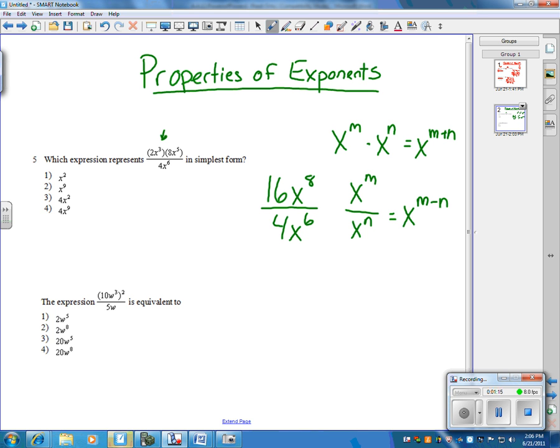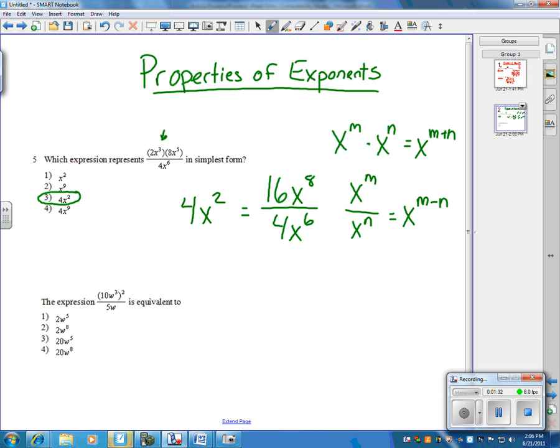So you're going to divide your numbers. So for this one, we're going to have 4, 16 divided by 4. And then x to the eighth divided by x to the sixth is going to be x squared. So that's going to make our answer number 3.